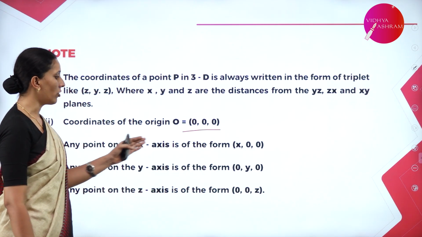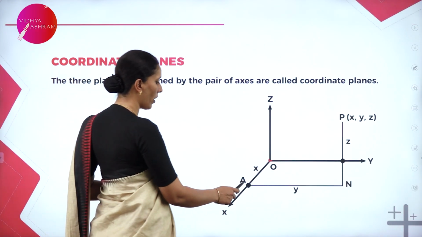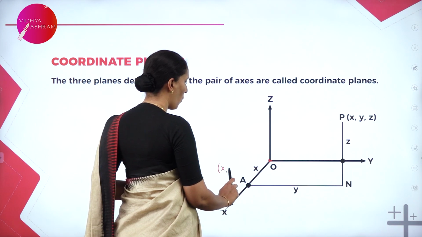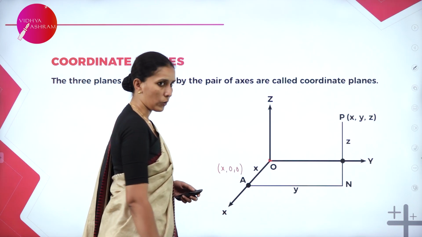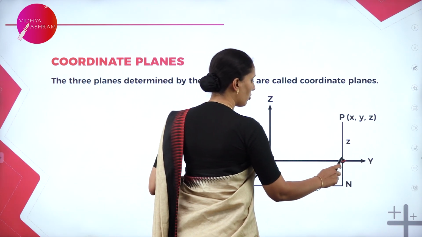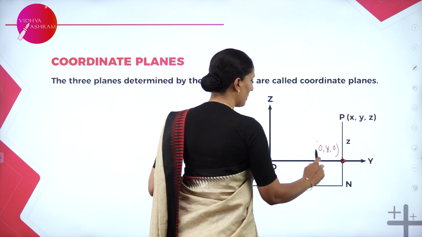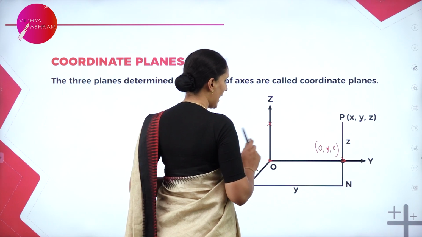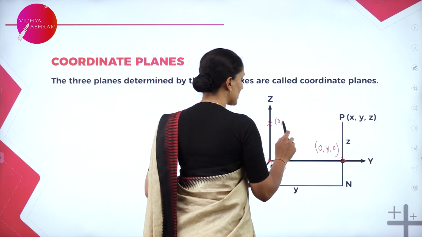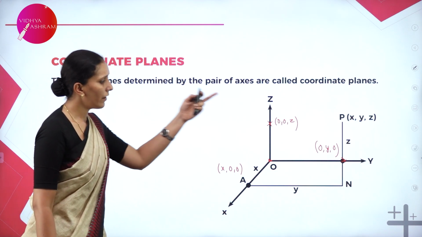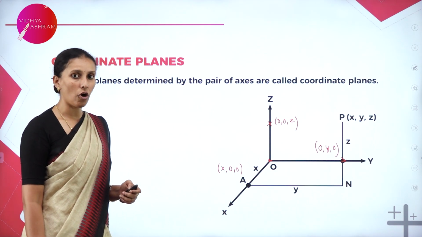And for any point on the x-axis, you can see if I take a point A on the x-axis, the coordinates of y and z will be 0. Similarly, if you take a point on the y-axis, the coordinates of x and z will be 0. For any point on the z-axis, the coordinates of x and y will be 0. Other than this, the rest of the points are determined in the form of an ordered triplet.